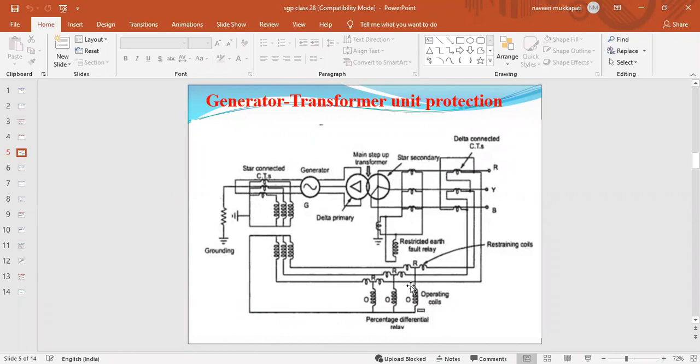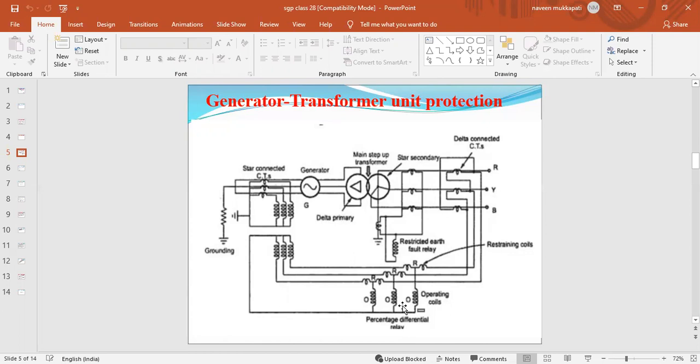Therefore, the operating coil will be operated. Then the relay coil will be operated. That faulted current is flowing through the relay coil. It is compared by the restraining coil to the already fixed current. After that, it will be compared to the operating coil.